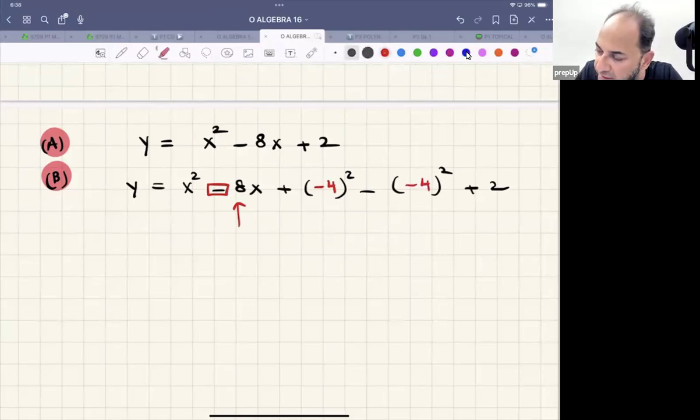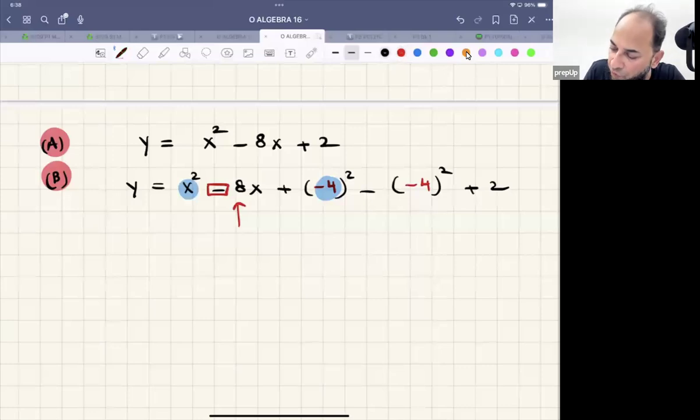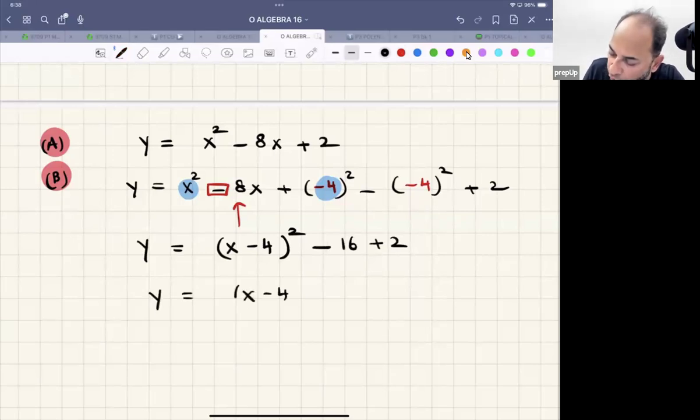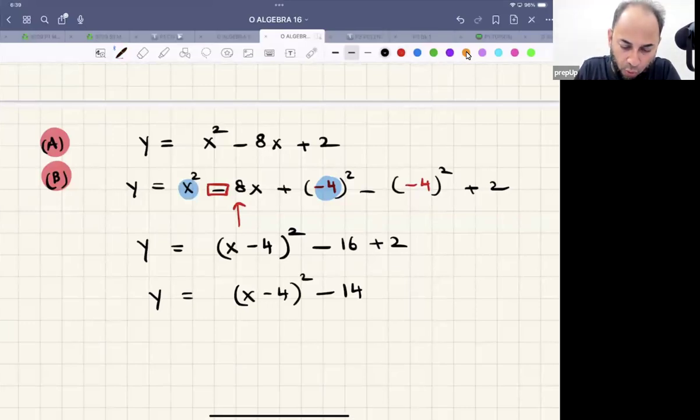Rewrite the first three terms as a perfect square. So take this, take this. Since the middle sign is negative, therefore this is (x - 4) whole square. And then over here negative 16 plus 2. y = (x - 4)² - 14, and that is the completed square form. Now let me check my messages. If this is all good, all clear.